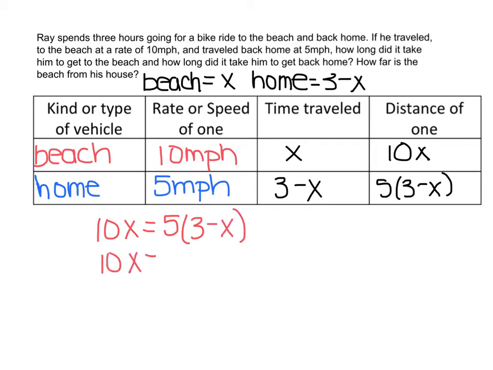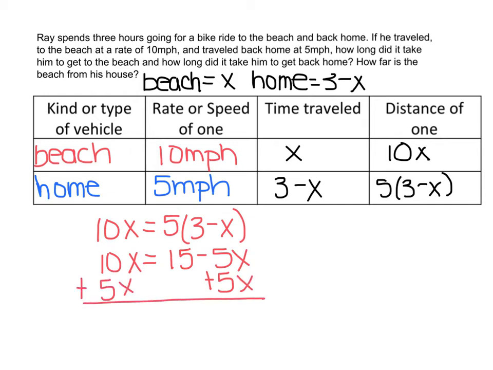Distribute. 15 minus 5x. Add 5x to each side. 15x equals 15. Divide each side by 15, and x equals 1.